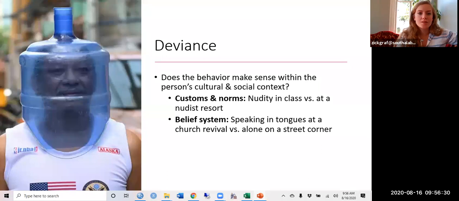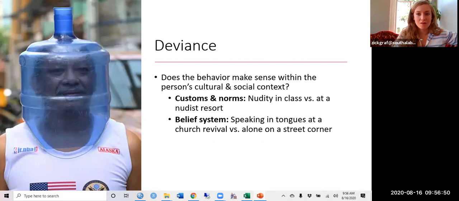When we're considering whether someone's behavior is deviant, we also have to take into account their belief system. An example of this might be speaking in tongues. If a person, say a client, a patient, comes from a religious background where speaking in tongues is a common practice, their doing that practice isn't necessarily a sign of anything wrong.